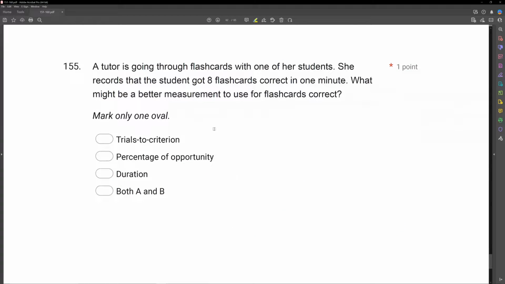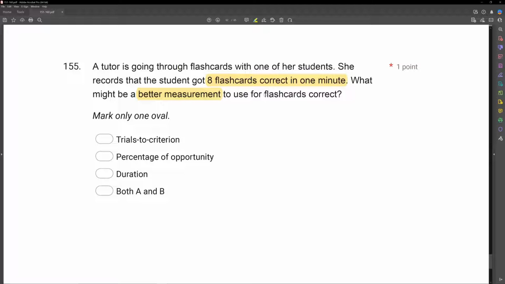155, a tutor is going through flashcards with one of her students. She records that the student got 8 flashcards correct in 1 minute. What might be a better measurement to use for flashcards correct? Well, if the question wants a better measurement, then that means or implies we're already using a measurement. So what kind of measurement are we using right now for flashcards correct? Well, it says the student got 8 flashcards correct in 1 minute. That essentially is rate, right? Frequency over time, 8 flashcards per minute.